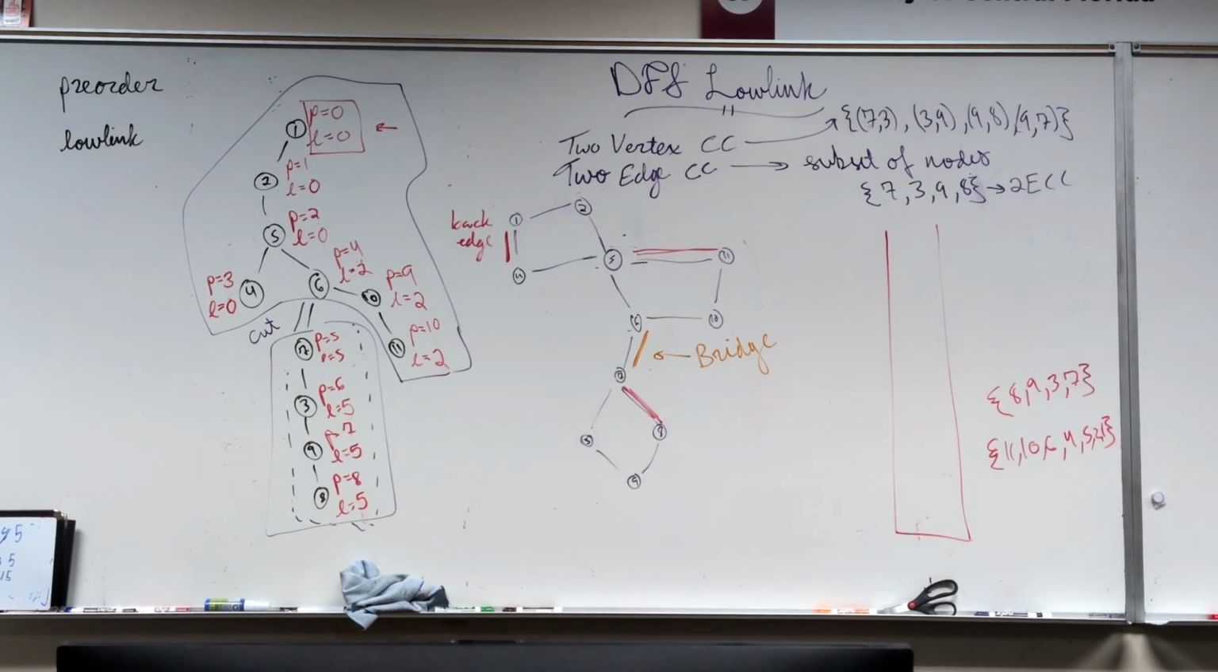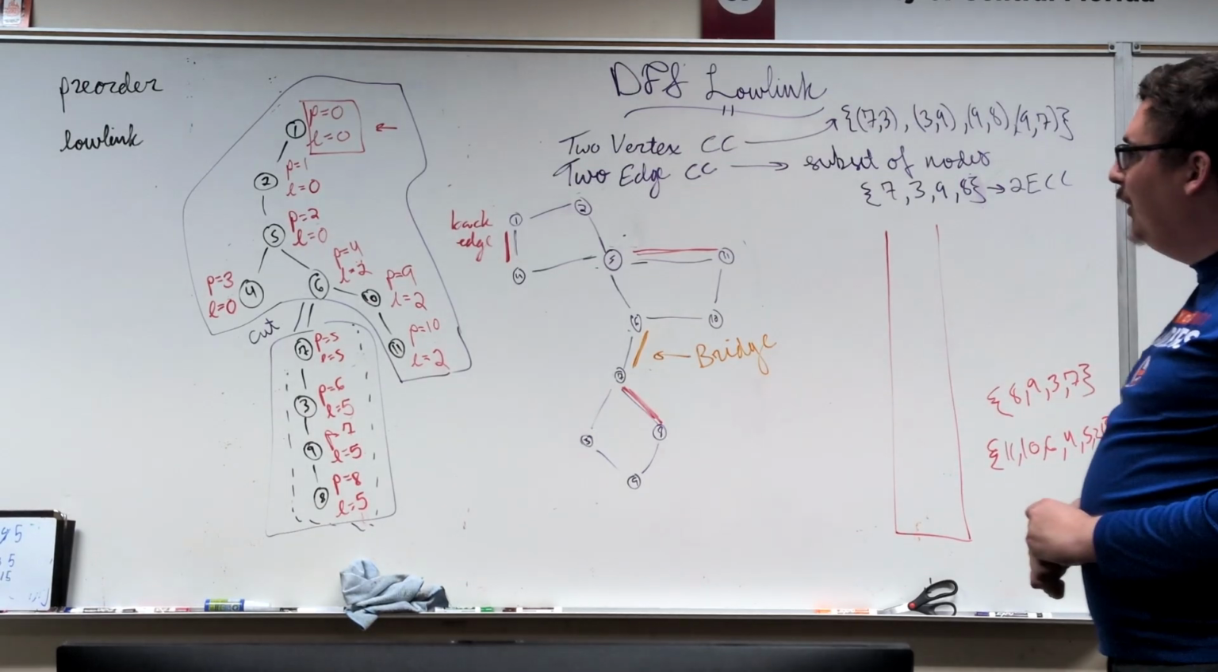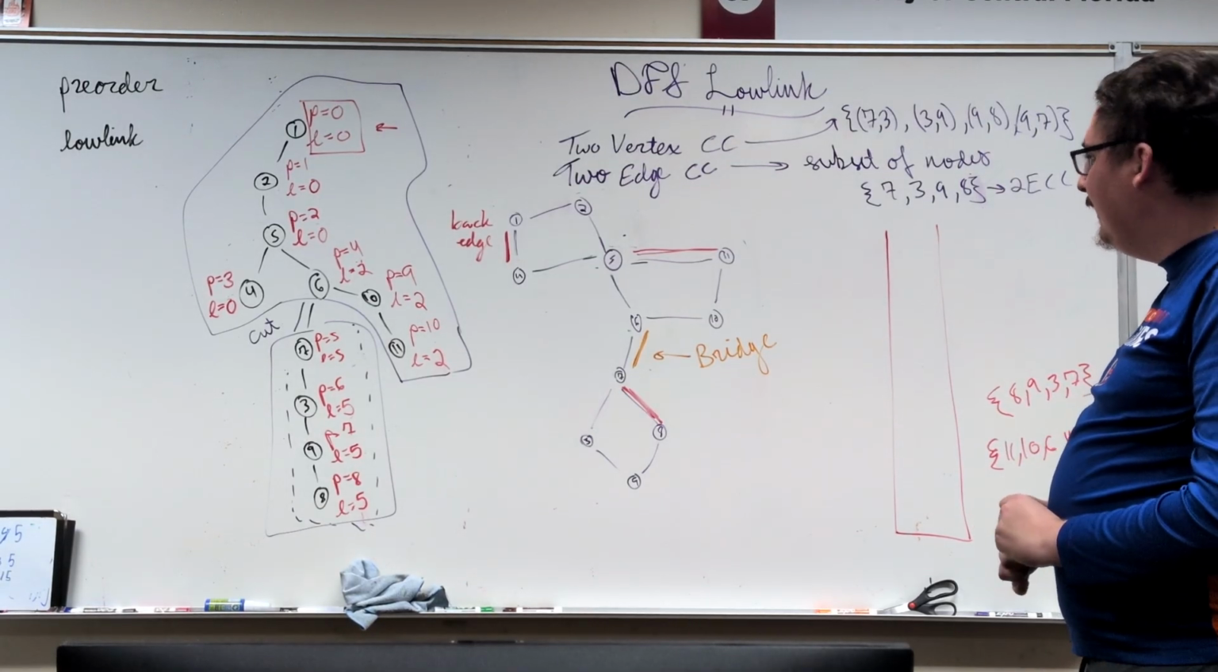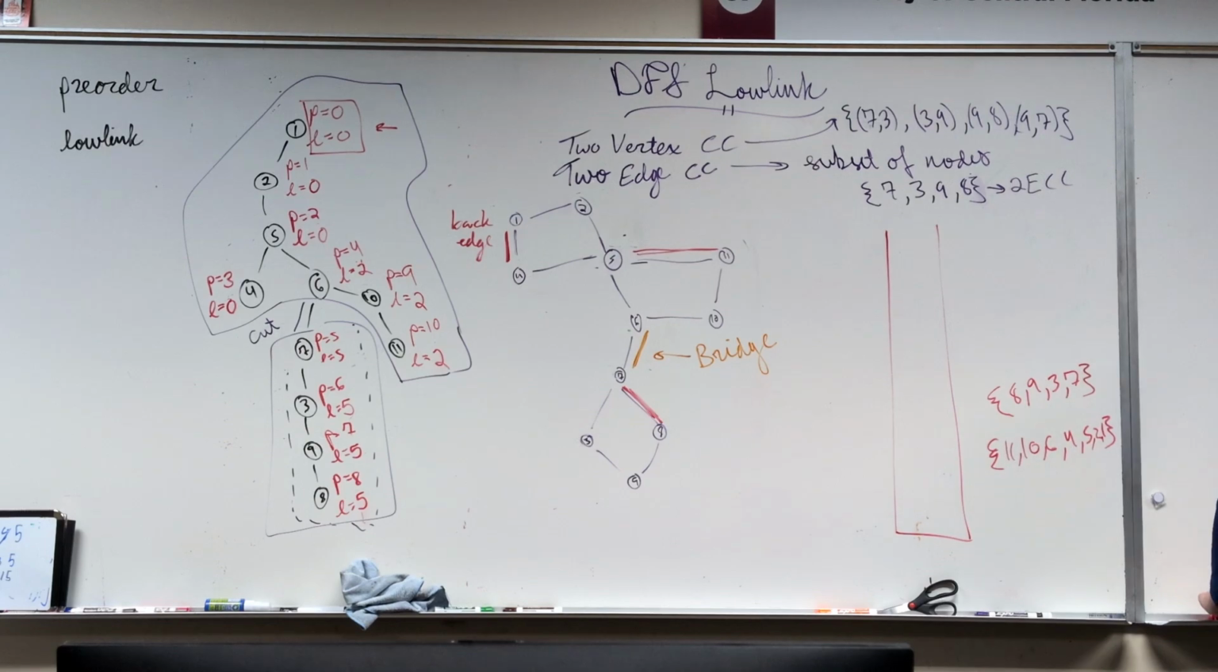Alright, does anyone have any questions on this? So this is the algorithm to find 2 edge CC. Correct. Are you also going to show us 2 vertex CC? Yeah, so for this one, the idea is that we need to slightly modify our approach.